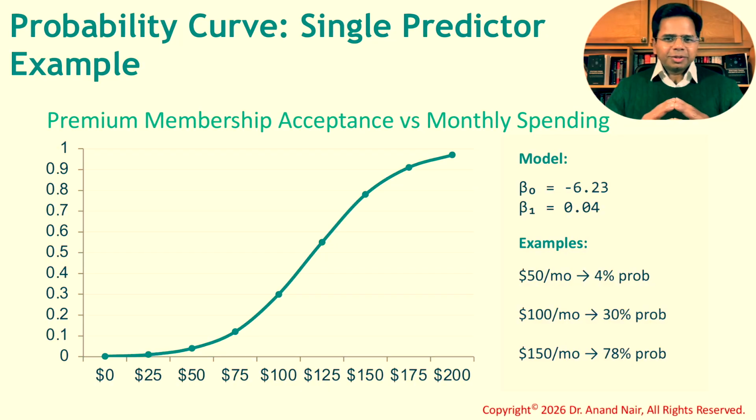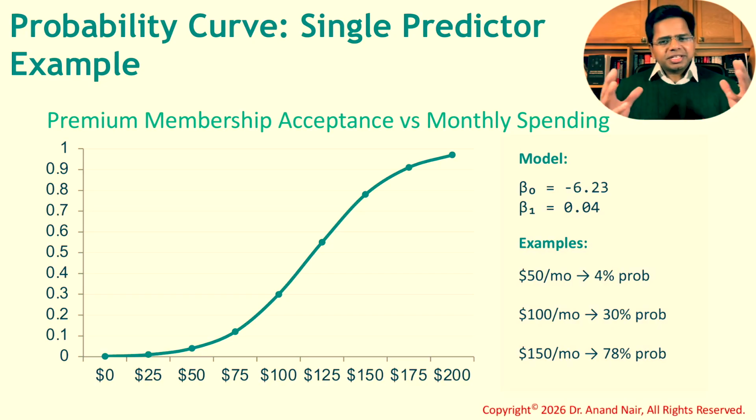This chart shows what the logistic regression S-curve looks like with real data from our fitness center example. Here, we're using just one predictor, monthly spending, to predict premium membership acceptance. The model found beta 0 is equal to minus 6.23 and beta 1 is 0.04. Look at the beautiful S shape. At low spending levels, $0 or $50, probability is very low. These customers aren't very engaged with the gym.